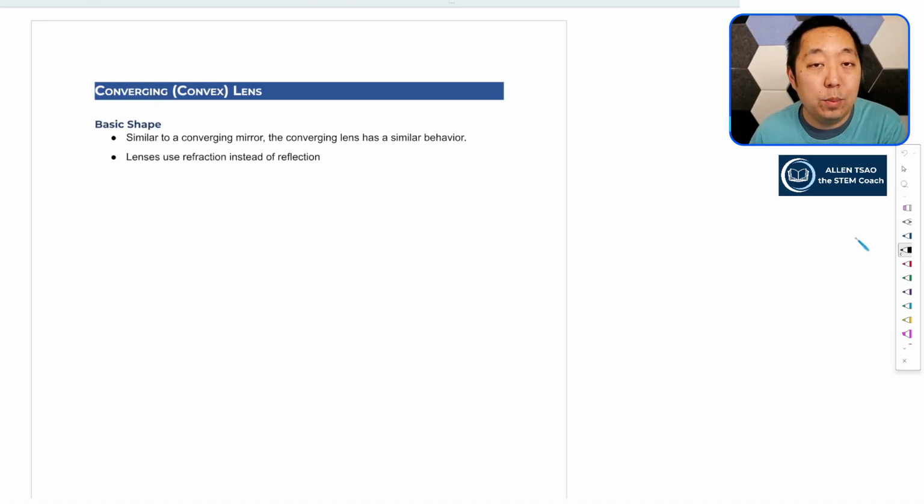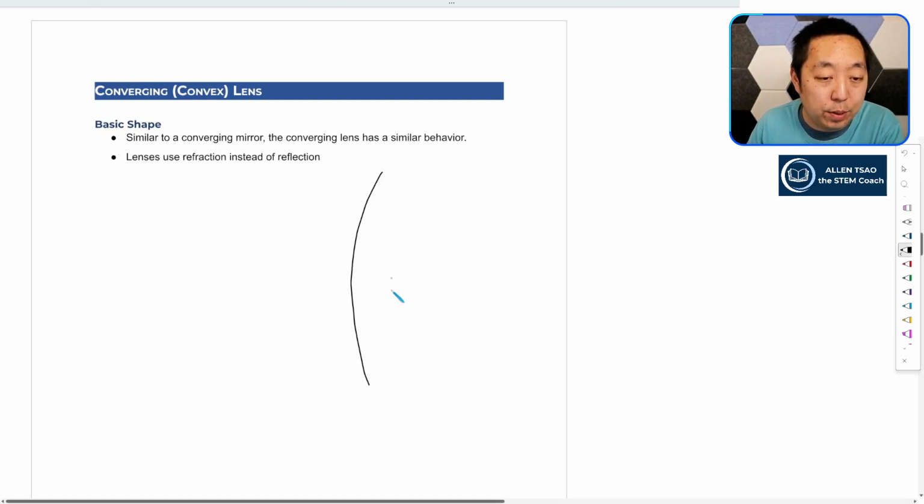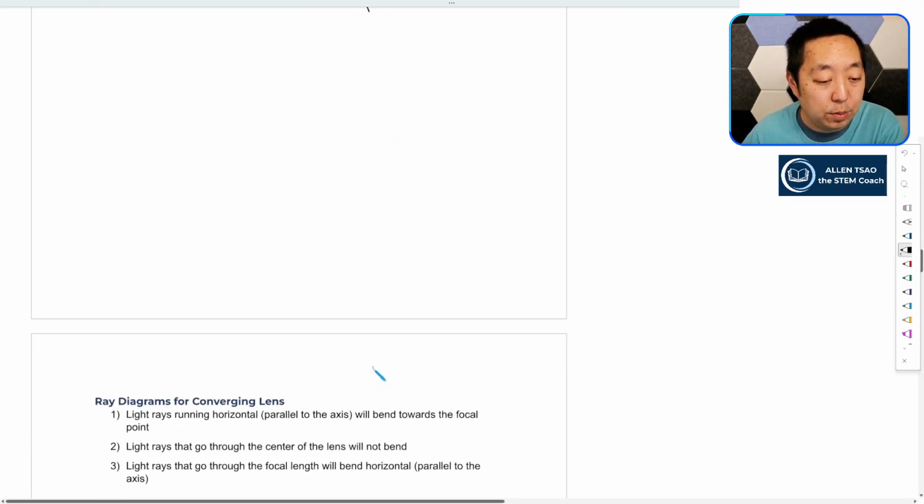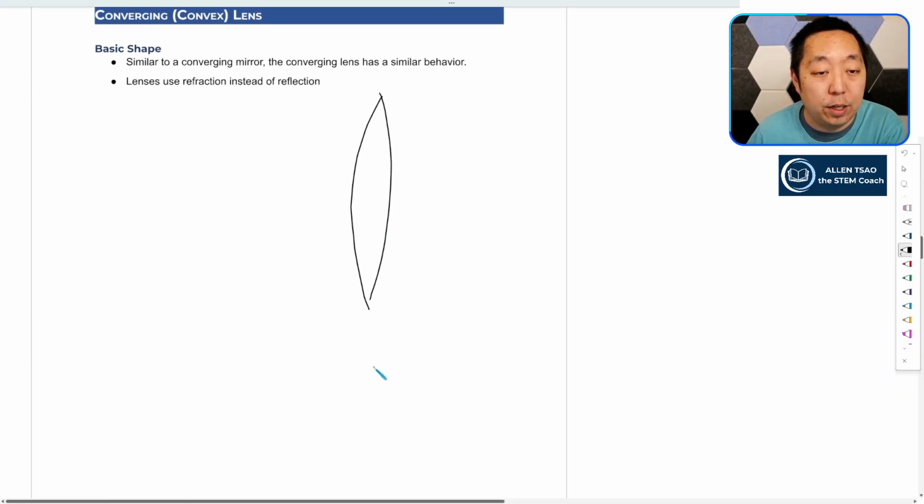All right, so now we're going to be looking at lenses, which use refraction. So it's similar to a converging mirror. The converging lens has a similar behavior, and lenses use refraction instead of reflection. Let me show you a little bit about the shape of this thing here. Okay, we'll do the ray diagrams next.